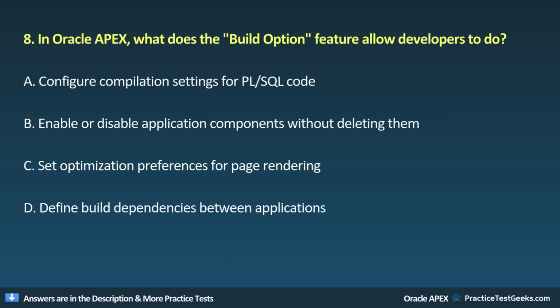8. In Oracle Apex, what does the build option feature allow developers to do? A. Configure compilation settings for PL/SQL code. B. Enable or disable application components without deleting them. C. Set optimization preferences for page rendering. D. Define build dependencies between applications.